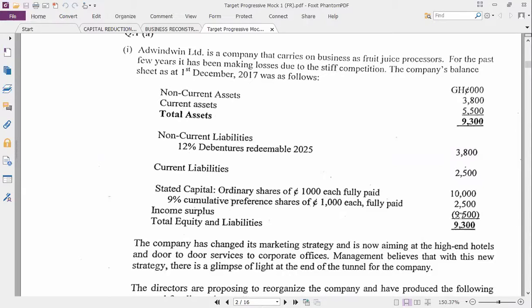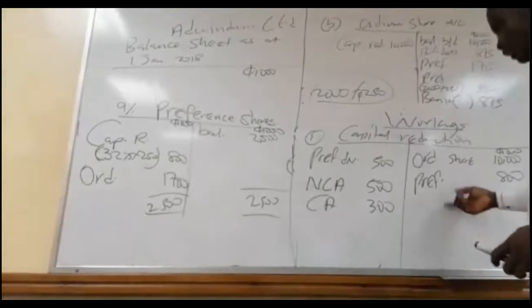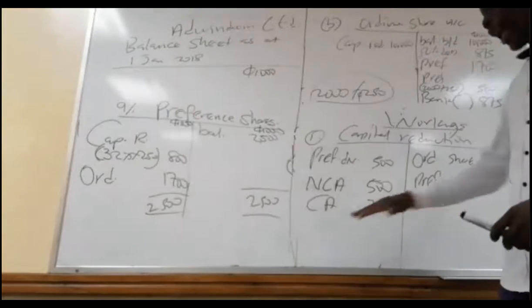It's a must. Write off the income surplus, whether they inform you or not. A good examiner will tell you that the income surplus must be written off. So it's 9,500, right? So it's a loss to the company. So let's treat it as loss. So go to the capital reduction account and write it here at the loss side.